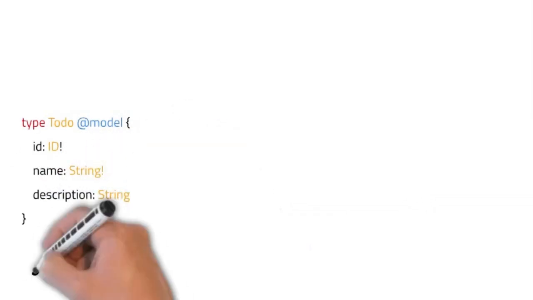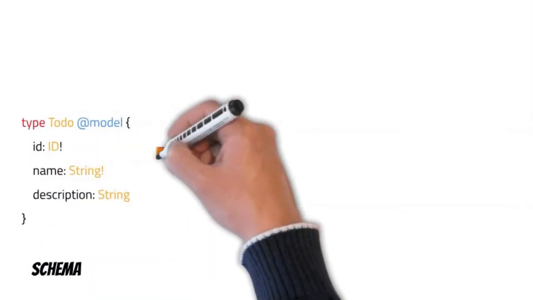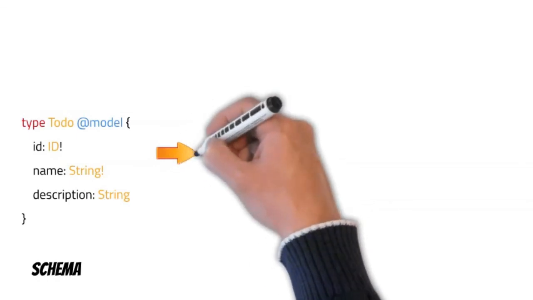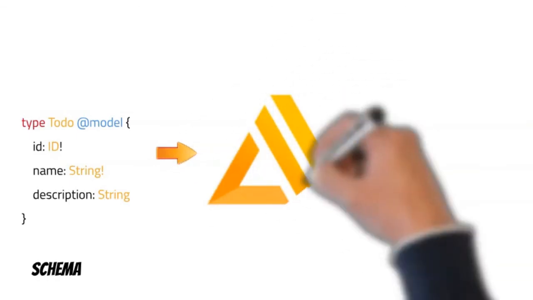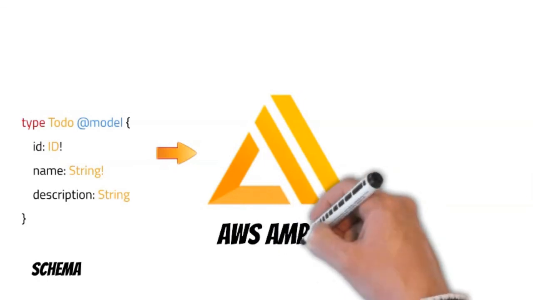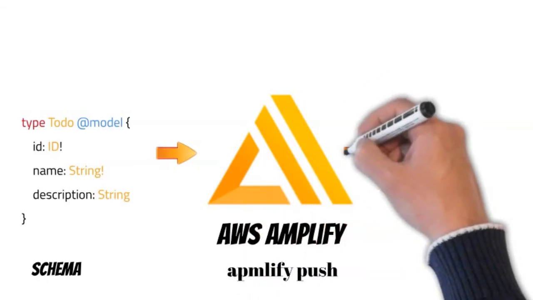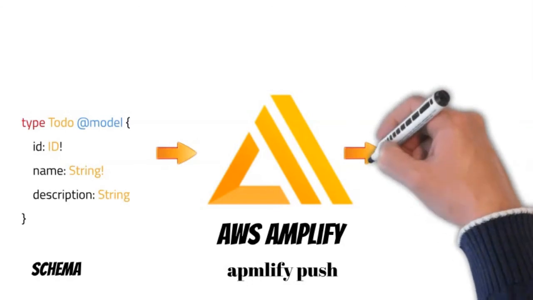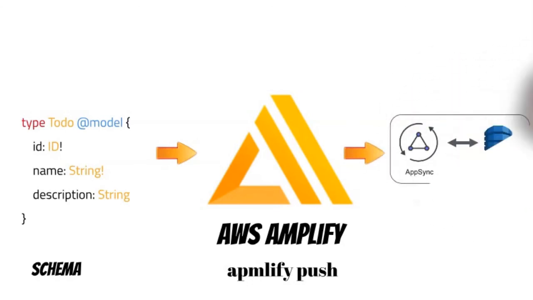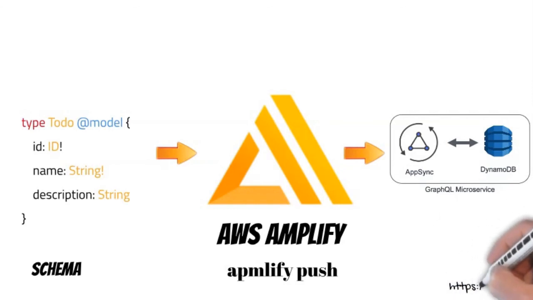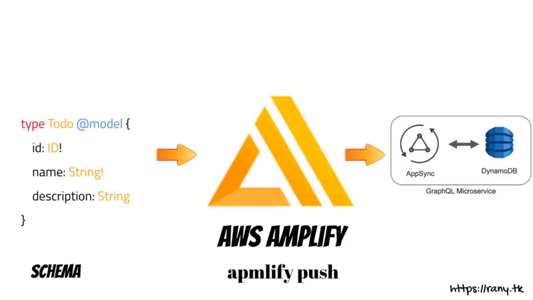Okay, let's summarize what we've done. Amplify created the schema for us, and then we fed Amplify with this schema using Amplify push. It was able to create all the resources on the AWS cloud, and we received a GraphQL microservice in just a few minutes. As you can see, it's pretty easy to create a microservice this way, adding data, having interactions. That's why this is what I'm going to use to explain the design patterns.